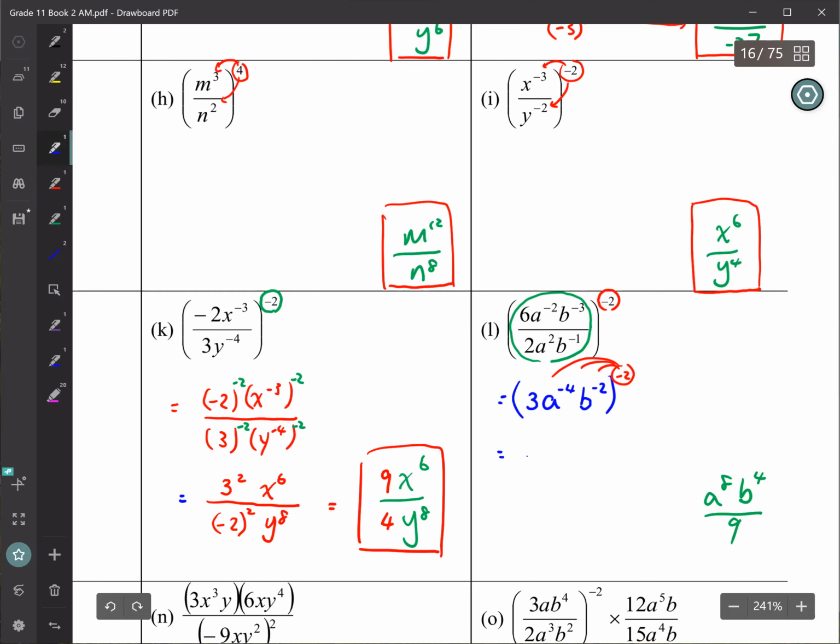So that makes the 3 carry a -2, right? A will become a to the 8, b will be b to the 4. So the only one that's going to move will be the 3, right? So that ends up with the 9 at the bottom, right? 3 to the 2 is not 6. Remember, it's 3 times 3 makes it 9.